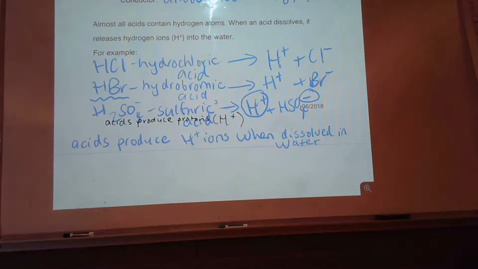Okay, and again, HCl might be called hydrogen chloride if we're talking about the gas, and HBr might be called hydrogen bromide, and hydrogen iodide and so forth. Usually when we use names like hydrogen bromide, we're talking about the gas.